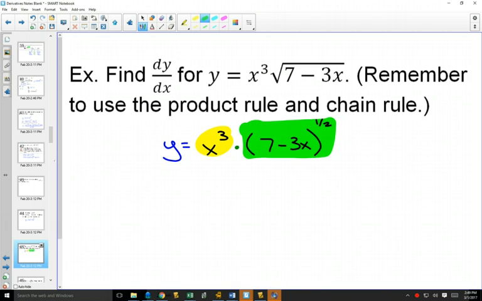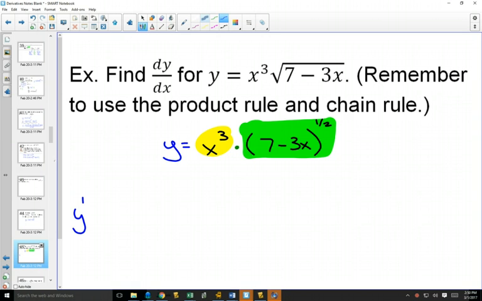But then when we look at both of those functions, can you see in the green one that you also have a function inside of a function? But we don't have a function inside of a function with the yellow one, because the yellow one is just a basic power rule. So how do we do our product rule and our chain rule combined?